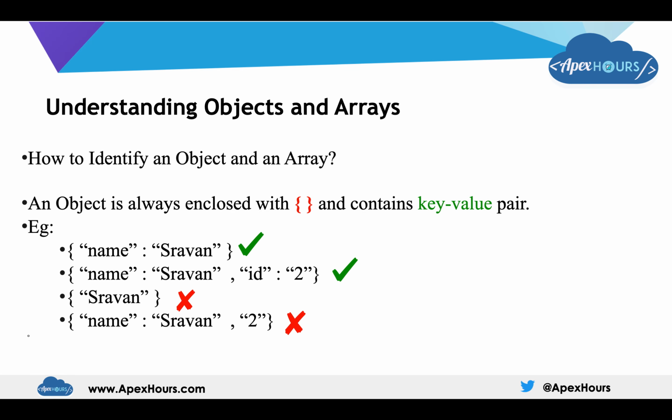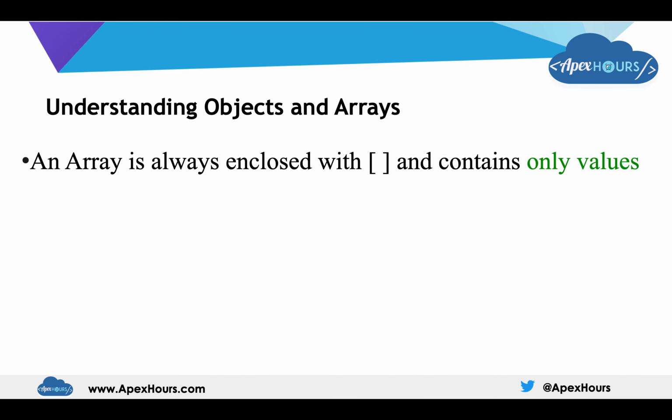These are very basic things, but I wanted to explain them so that you won't make any mistakes when identifying an object and an array. So this is all about objects. We'll see hands-on after knowing what an array is. An array is always enclosed with square brackets and it contains only values. This is the opposite of an object. In an object, it is enclosed with curly braces and has key value pairs, but here it should have only values.